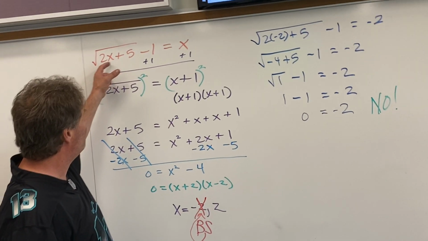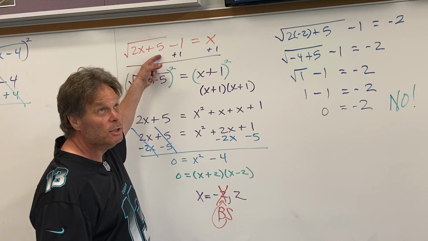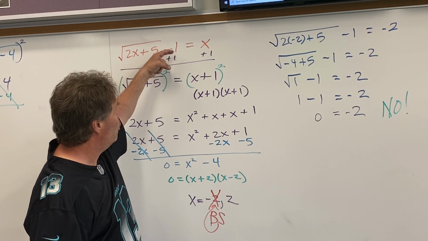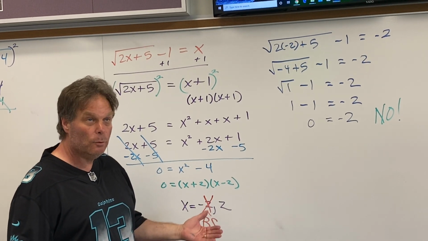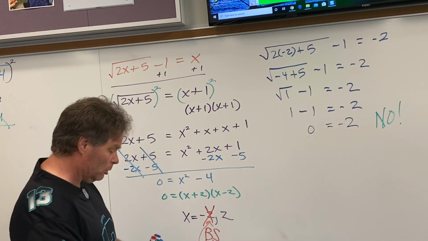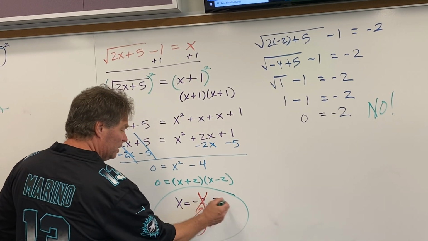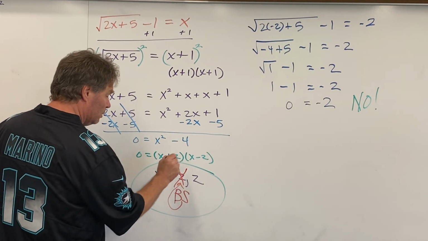2 times 2 is 4, right? Plus 5 is 9. Square root of 9 is 3. 3 take away 1 equals 2. Yes, 3 take away 1 is 2, equals 2. Yes, that one is a good solution. So there's the answer. There were 2 potential solutions. This one's bogus, so the actual answer is only x equals 2.